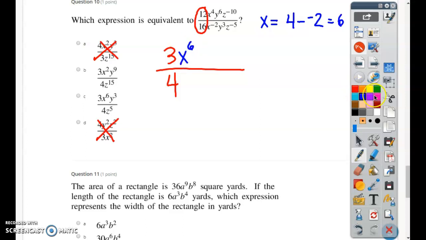Okay, then I'm going to do my y's. It is 6 minus 3. What does that give you? 3. And it's positive, right? So my y stays on top.